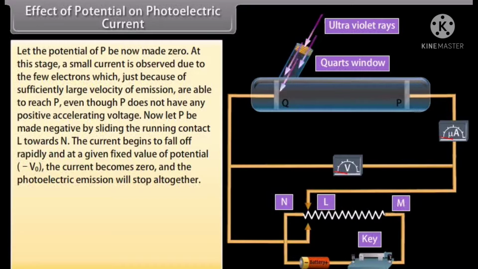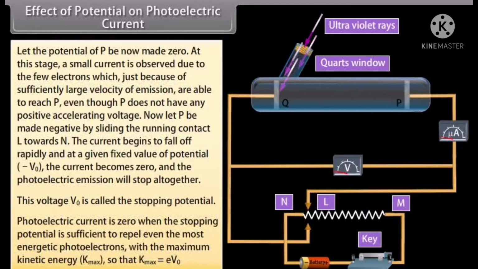The current begins to fall off rapidly, and at a given fixed value of potential, minus V0, the current becomes zero, and the photoelectric emission will stop altogether. This voltage, V0, is called the stopping potential. Photocurrent is zero when the stopping potential is sufficient to repel even the most energetic photoelectrons with the maximum kinetic energy, Kmax, so that Kmax is equal to eV0.